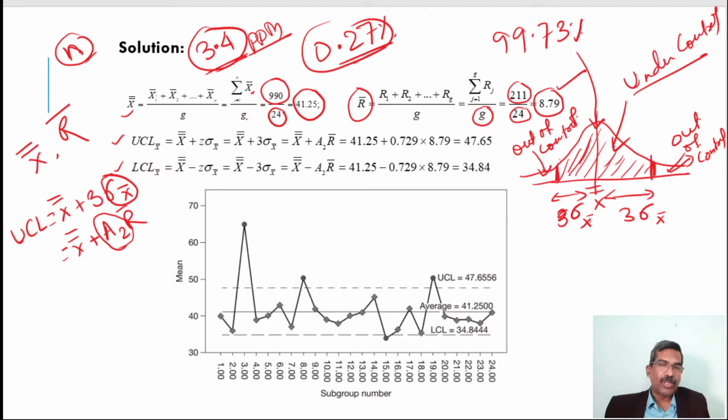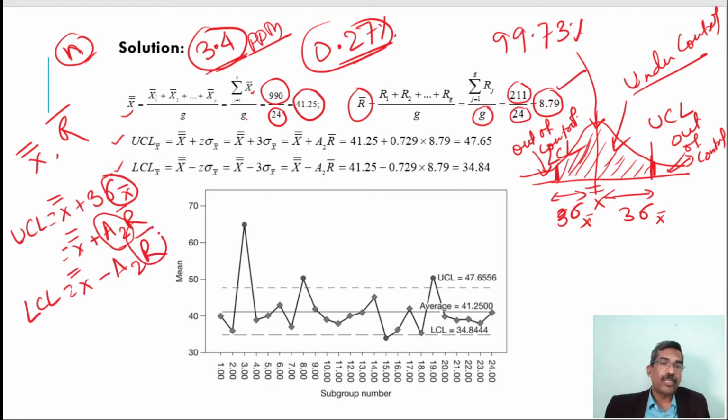So now I am discussing how to use this UCL. So this will be UCL here, and this will be LCL, the lower control limit. So in this case, if you plot this diagram, then this will be LCL, this will be X double bar minus A2 R bar.